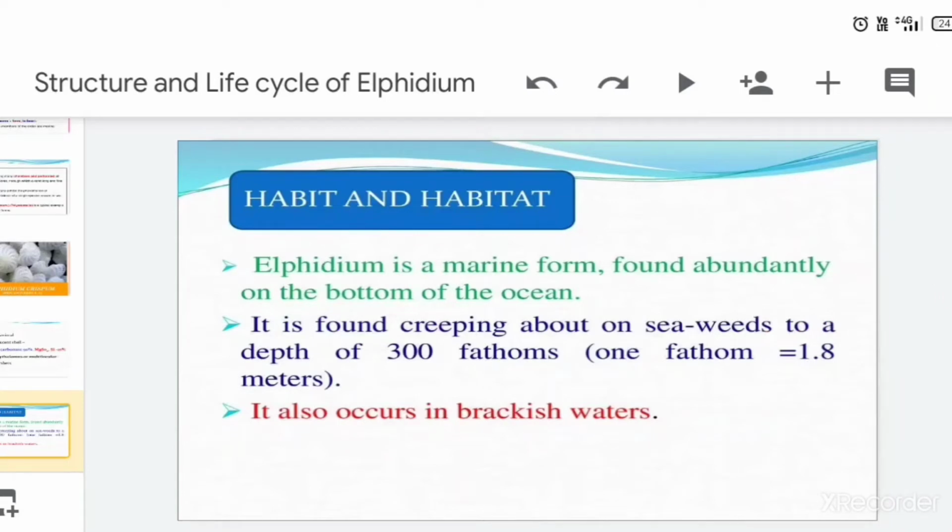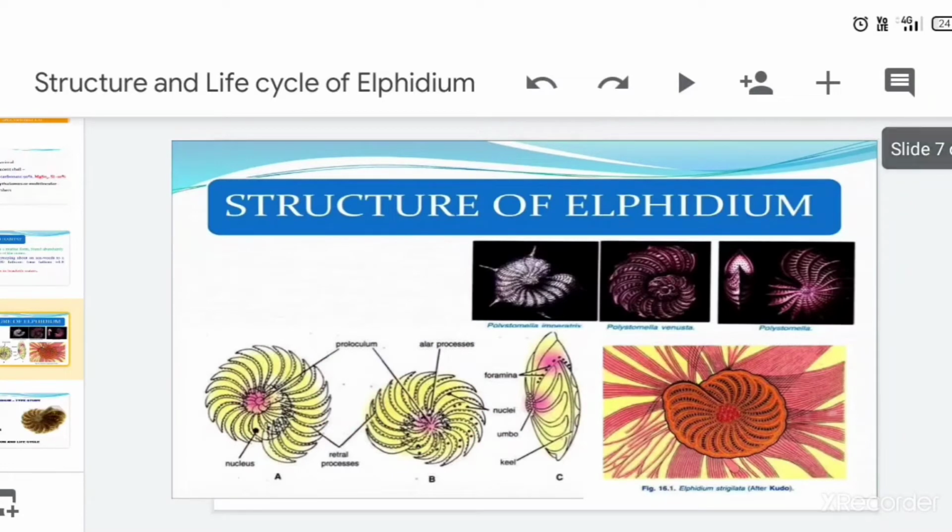Elphidium is a marine form found abundantly on the bottom of the ocean, generally near the seaweeds. It is found creeping about on seaweeds to a depth of 300 fathoms, where 1 fathom equals 1.8 meters. It also occurs in brackish waters. So this is the structure of Elphidium, as you can see in the picture.